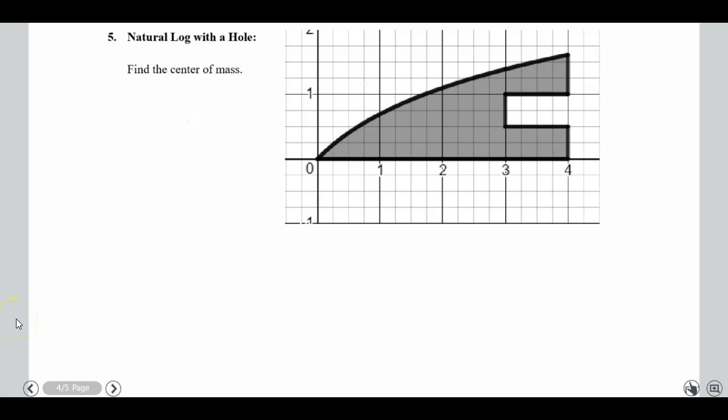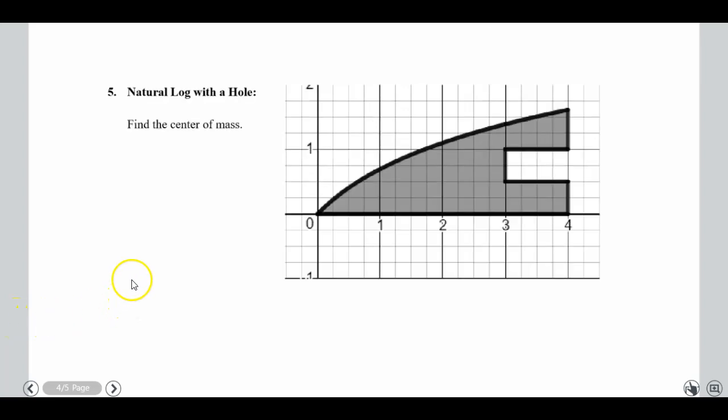All right, one last one. I'll talk about the idea of this one and then maybe throw up a few calculations over here on the side. For this one, we've got a natural log function going up here, but we do have a hole in the shape. What you want to do is treat this like the composite shapes earlier. I'm going to think of this as a big natural log type function and a rectangle that I'm going to subtract out of it.